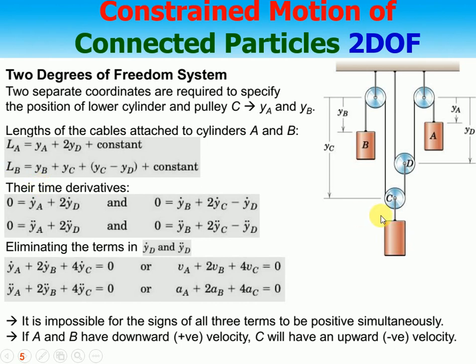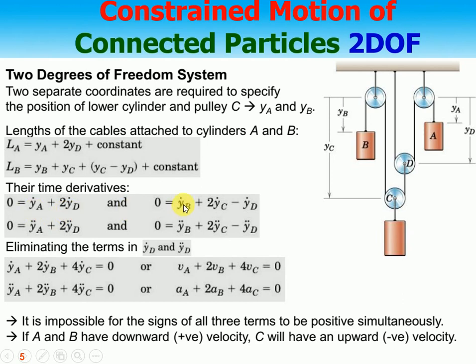Similarly, I write the LB, this length. So LB is YB plus YC plus this distance, right? So this distance is YC minus YD. So we get this length of the rope. I again repeat, YB plus YC plus this length, which is YC minus YD, plus some constants, of course, the length of the rope is not changing and the length wraps over the pulleys. So taking the first derivative, we get y dot of A plus 2y dot of D is equal to 0.